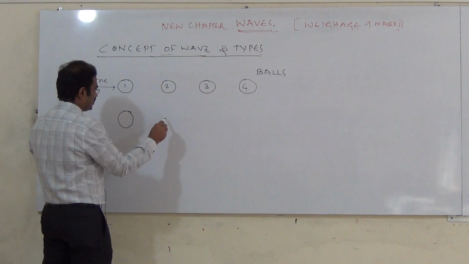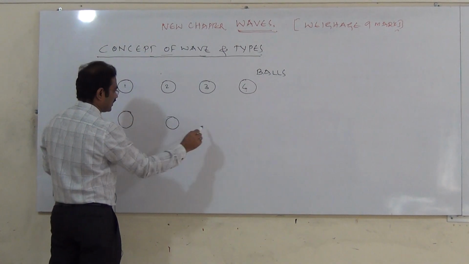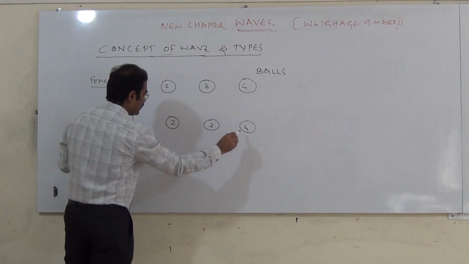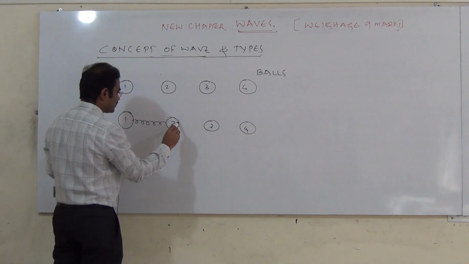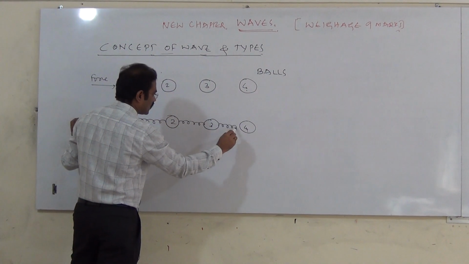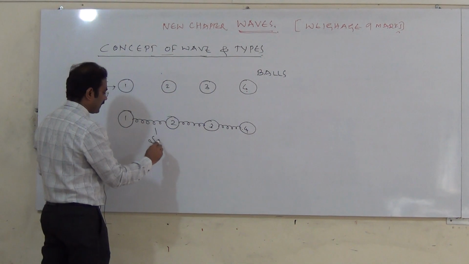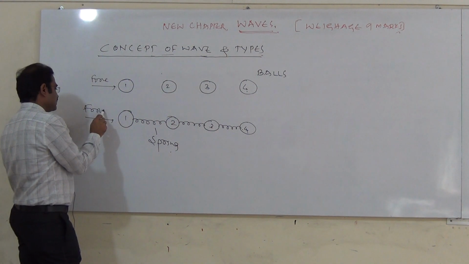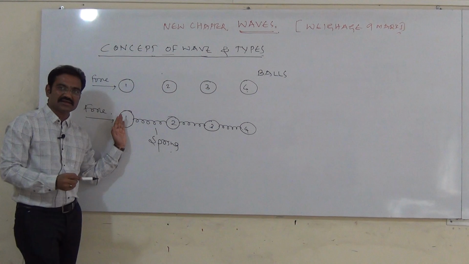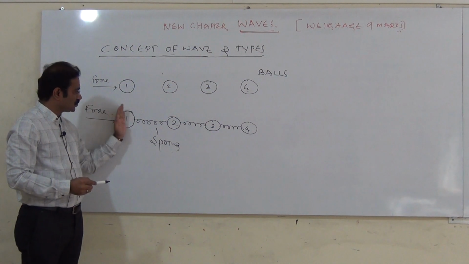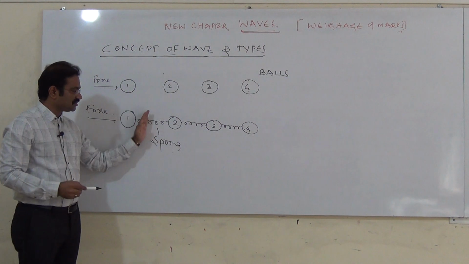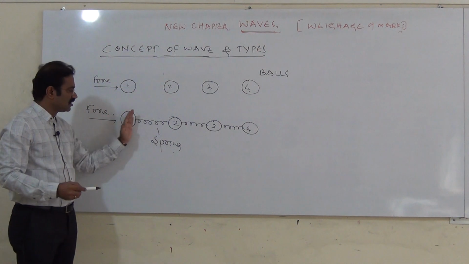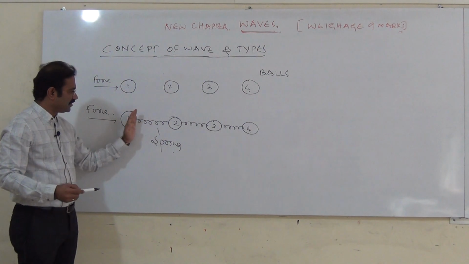The same one, there is first ball, second ball, third ball, fourth ball. I connect all the 4 balls by means of a spring. This is your spring. Then if I apply the force on this, what happens? Automatically this ball moves to and fro. That is called oscillation. It starts vibrating. This is called vibration. Vibrations are created.